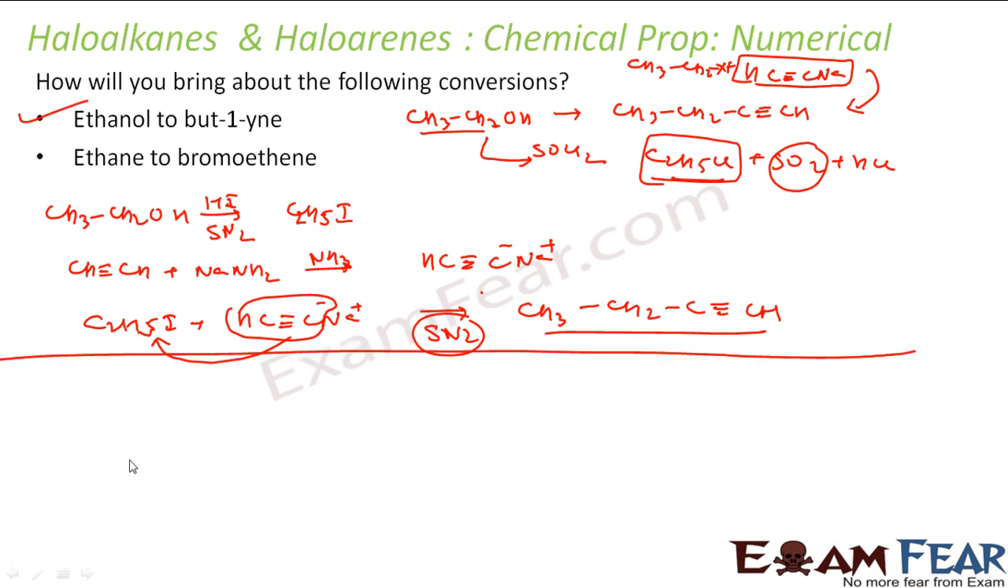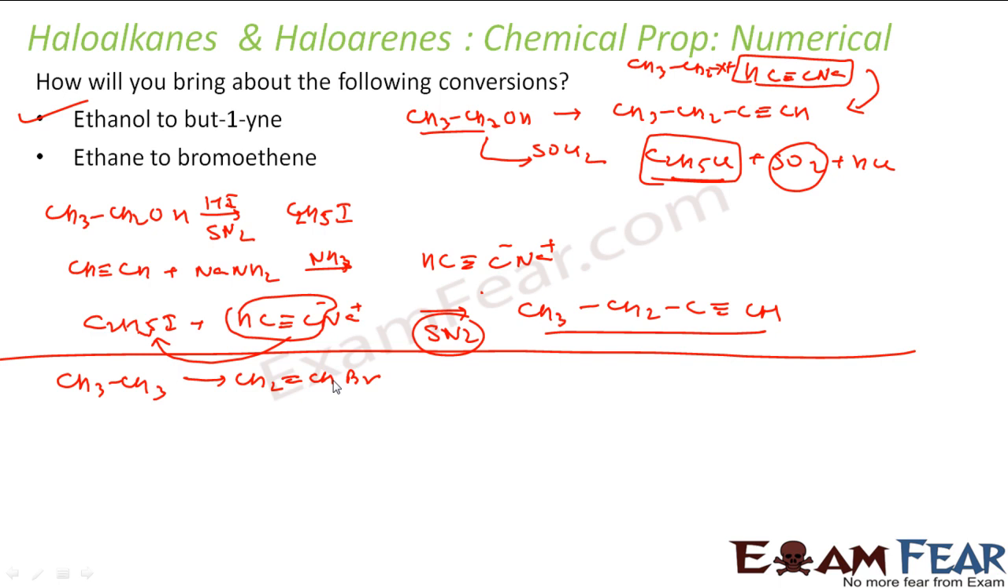This is done. Let's try this: ethane to bromoethene. So I have ethane, that is CH3CH3, and I have to form bromoethene, that is CH2=CHBr. This is bromoethene.